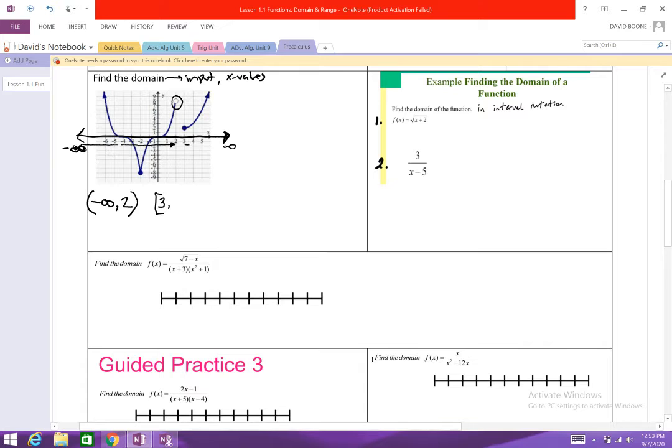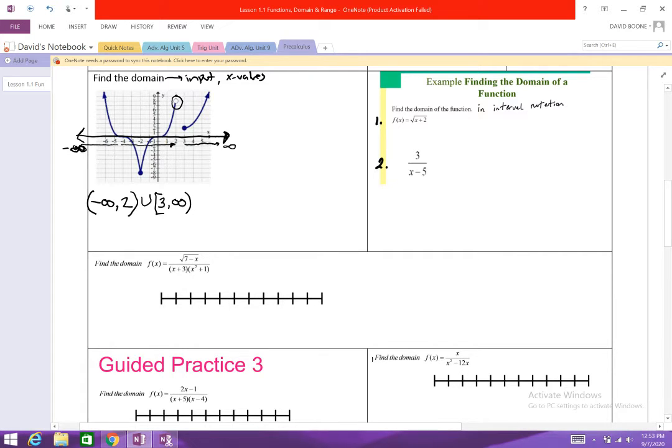And then as I keep moving to the right, this is going to keep going out forever to infinity. And again, infinity always has parentheses. So to represent this whole domain, I started at negative infinity, went up to 2, didn't touch it, had to pick up my pencil, and then start again at 3 and go out to infinity. I want to unite, I want to get the union of those two sets.